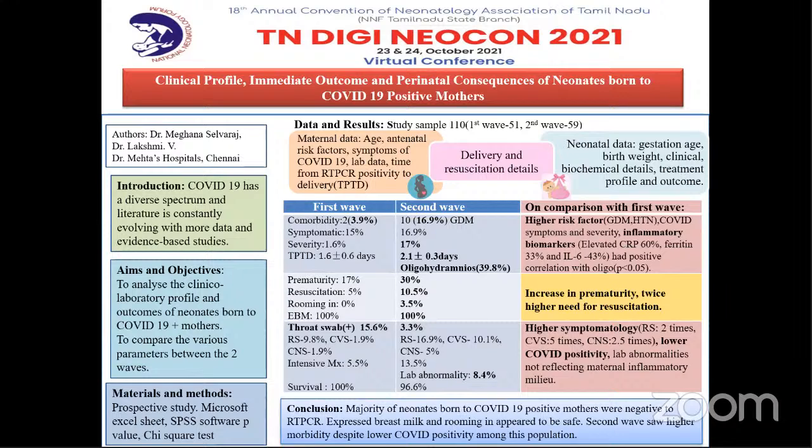I would like to conclude by saying that the majority of neonates born to COVID-19 positive mothers were negative on RT-PCR. Expressed breast milk and rooming-in appeared to be safe. The second wave saw higher morbidity despite lower COVID positivity among this population.